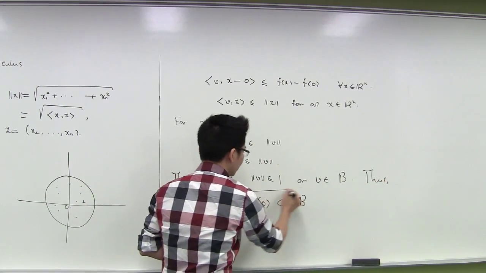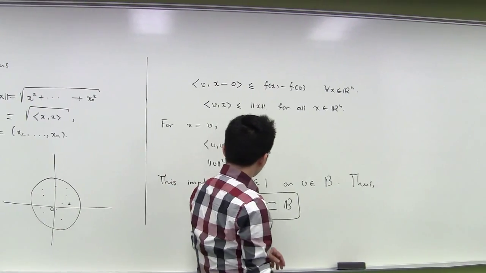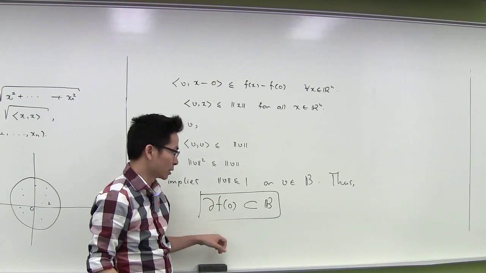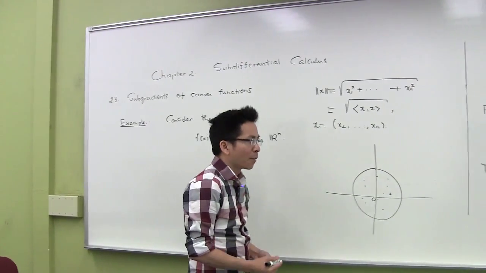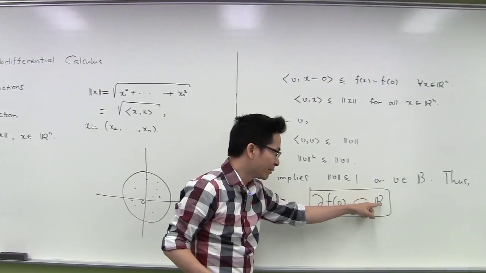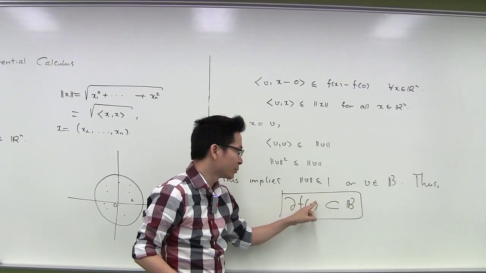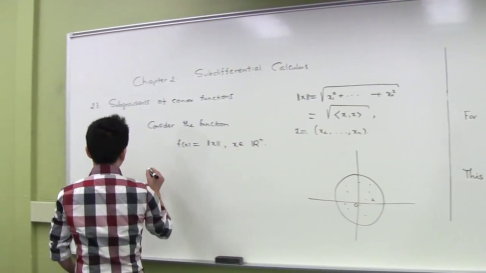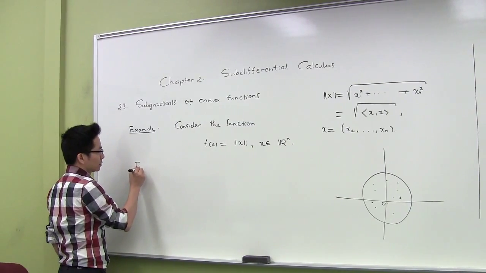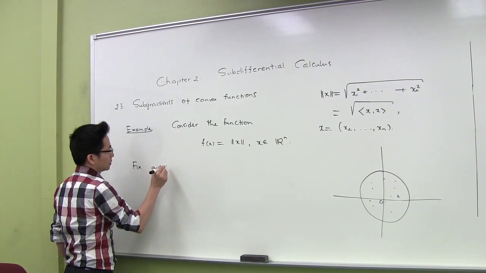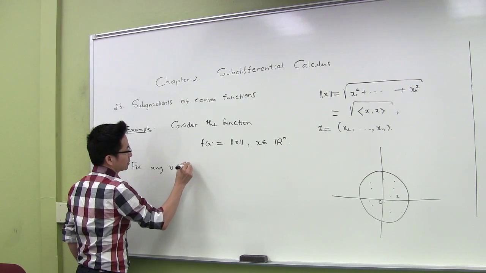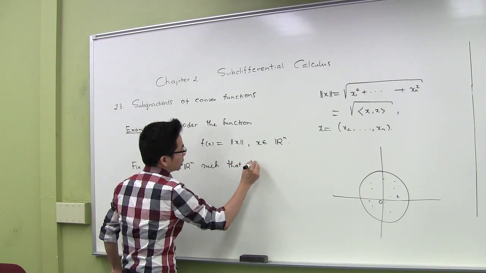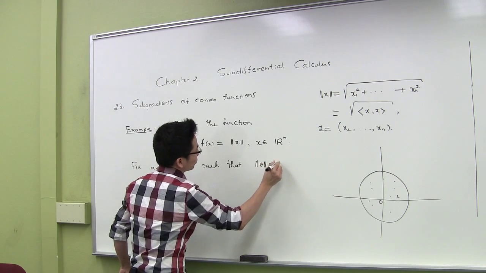Okay. Now let me go ahead and prove the opposite inclusion. To prove the opposite inclusion, I'm going to fix any v in the closed unit ball, and then we show that v is in this subdifferential. So fix any v in Rn such that the norm of v is less than or equal to 1.